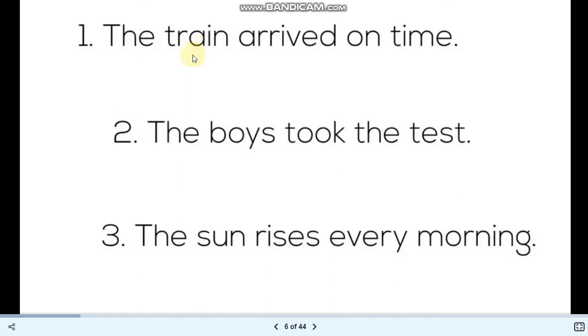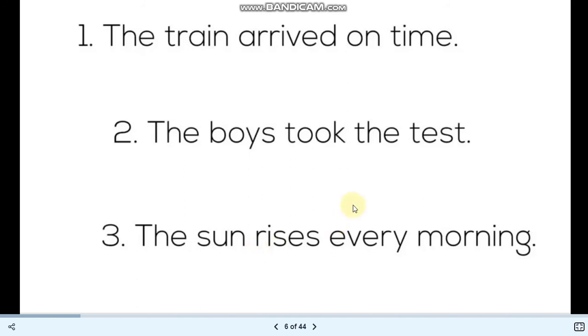Are you done? Okay, now let's look for the subject in number two. The boys took the test. So which one is the subject here? Write it down. Number three, the sun rises every morning. Which word here is the subject? Write it down, please.